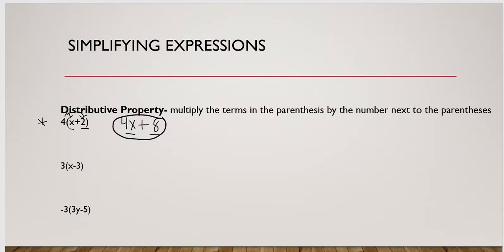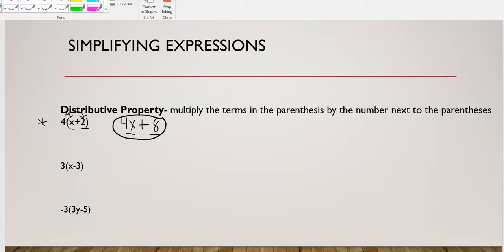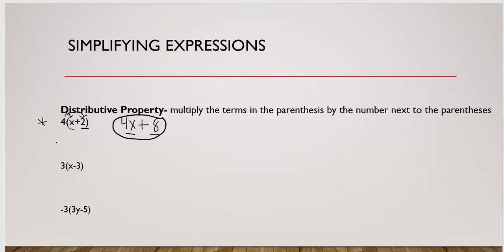Okay, so for the next one, we have the number 3 that is right in front of the parentheses. And inside the parentheses, we have 2 terms. We have an x and we have a negative 3. Because there is a subtraction sign in front of this 3, it makes it negative. So when we distribute, we're going to multiply the 3 by the x, and that is 3x. We're also going to multiply the 3 by the negative 3, and that will be negative 9. And then neither one of these are like terms. This one has an x, this one's just a constant, so this is our answer, 3 times x minus 9.